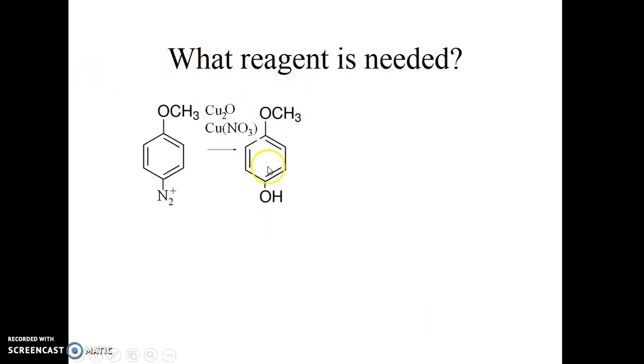What reagent is needed here is shown. Well, you don't get the chance to figure this one out. The diazonium salt with copper 1 oxide gives us the hydroxide.